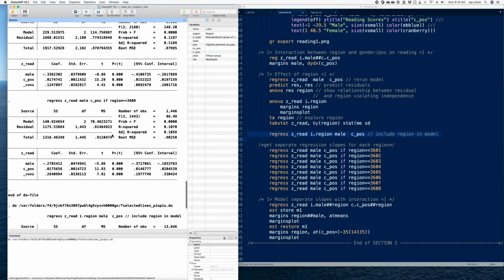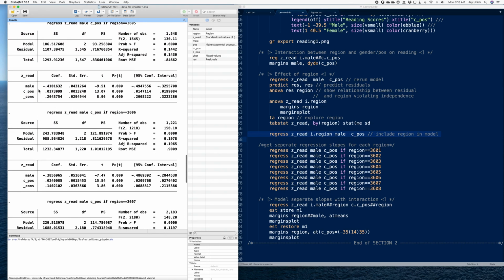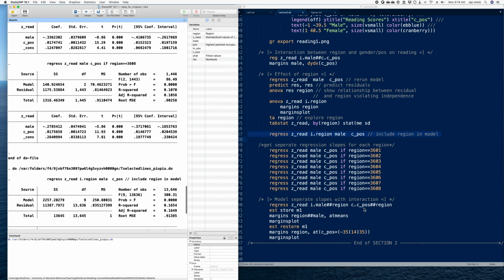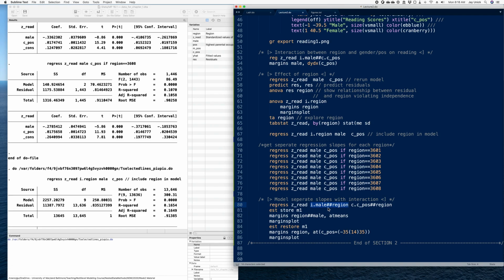But we noticed from the regressions we ran up here that we might have evidence for different slopes for the effect of male and for the effect of socioeconomic status. In order to get different slopes, we need to run a regression with an interaction term. So we can regress reading on an interaction between male and region and an interaction between CPOS and region. We're going to create two different interactions and allow each of these slopes to vary across region. Let me put the i in there so Stata doesn't get angry with me. When you use the double number sign, it creates the interaction term, but it also includes male and region and CPOS and region in addition to the interaction term. So it does it the right way.